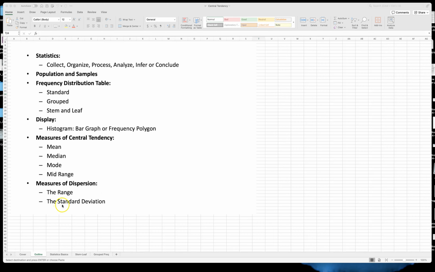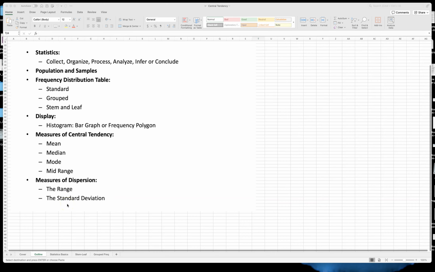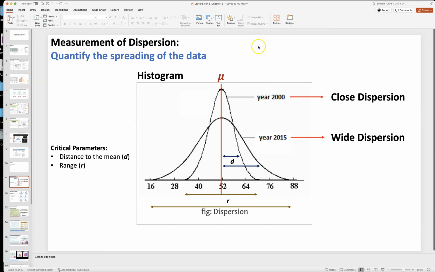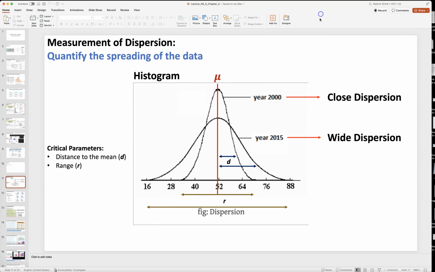There are two answers. One is the range and the other one is the standard deviation. That's what we're going to discuss here. Let me open this presentation. Again, you don't have this slide, but you have this video, and also in your D12 you have a very detailed presentation about dispersion.